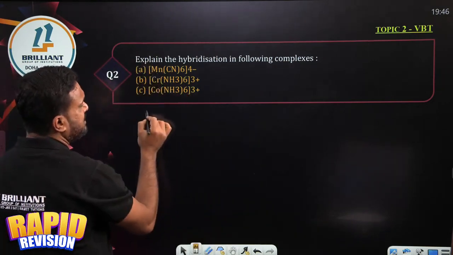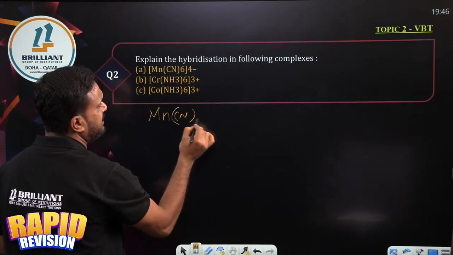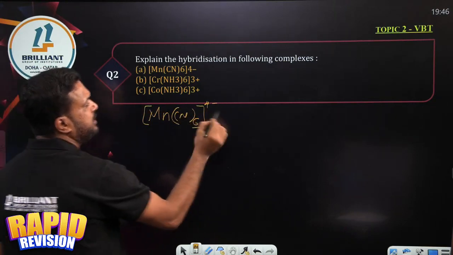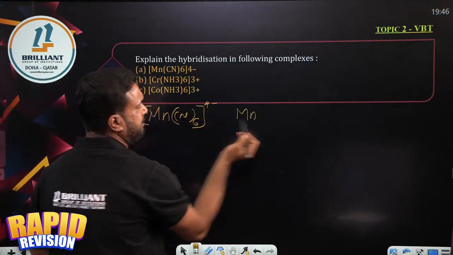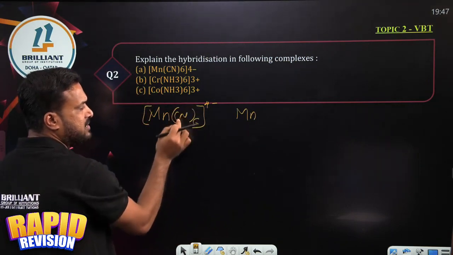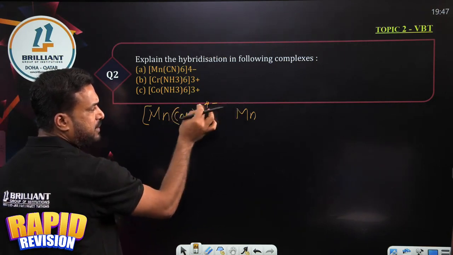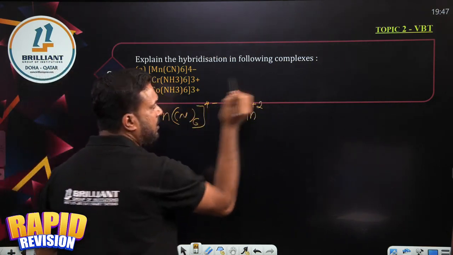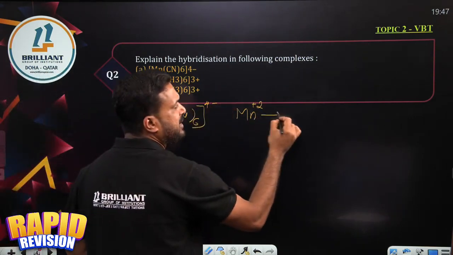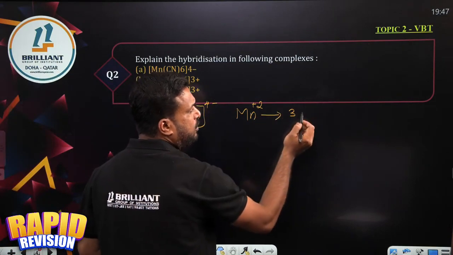See, the first complex I will write over here, Mn(CN)6, coordination sphere 4-. What we need to do is find out the oxidation state of Mn. CN is CN6, so -6 is there. 1 CN is -1. -6 when it comes to the right hand side is +6. +6 and -4 means +2. So in this complex, Mn oxidation state is +2.